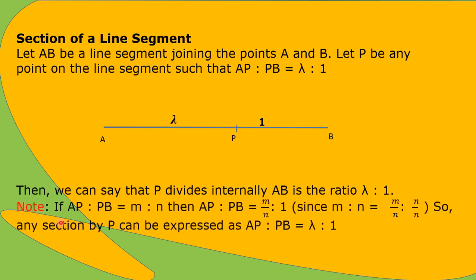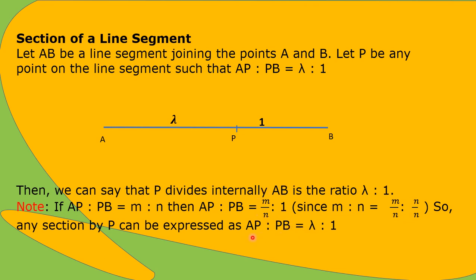Now if AP and PB are in the ratio M is to N, then the ratio of AP and PB is M upon N to 1. Now how does this N appear here? See here, since the ratio M is to N equals M upon N, when we divide this by N, we get M upon N to N upon N, that is equal to 1. So we can replace M upon N by lambda.